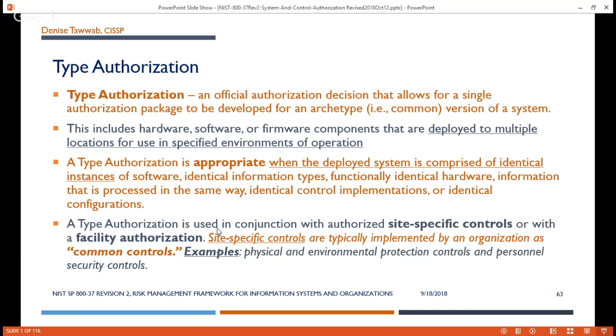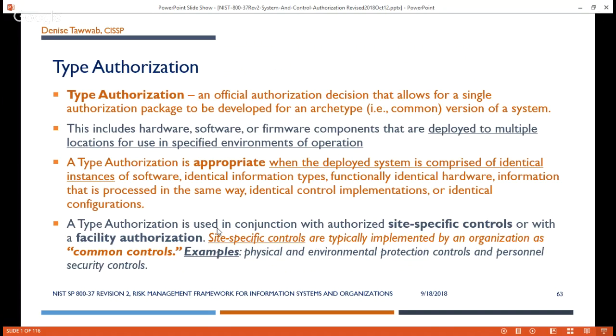This includes hardware, software, or firmware components that are deployed to many locations for use in a specified environment of operation. A type authorization is appropriate when the deployed system is comprised of identical instances of software, identical information types, functionally identical hardware, information that is processed in the same way, identical control implementations, or identical configurations. A type authorization is used in conjunction with authorized site-specific controls or with a facility authorization, which we'll talk about next. Site-specific controls are typically implemented as common controls.